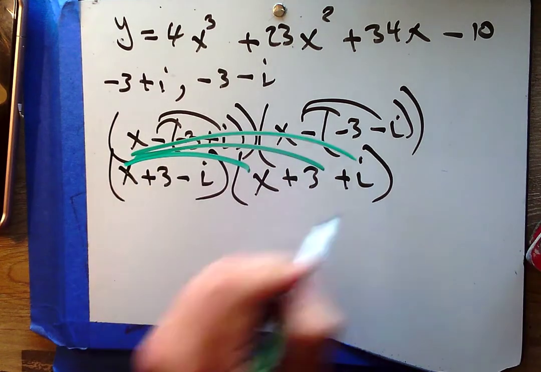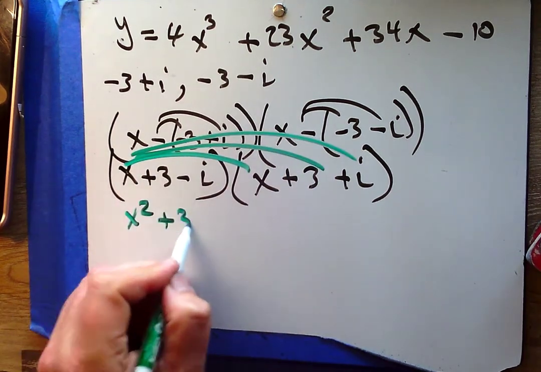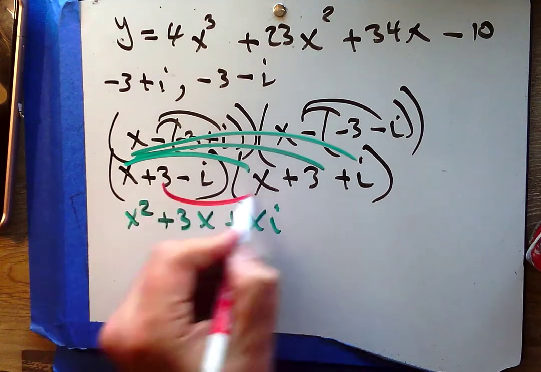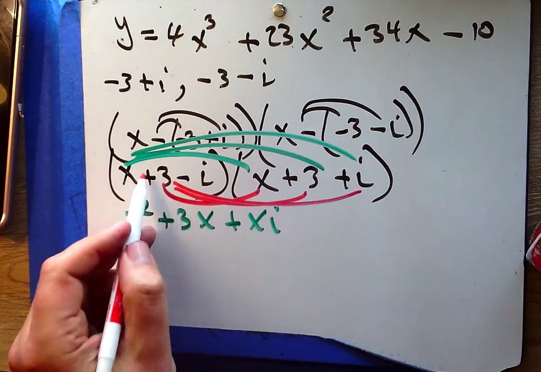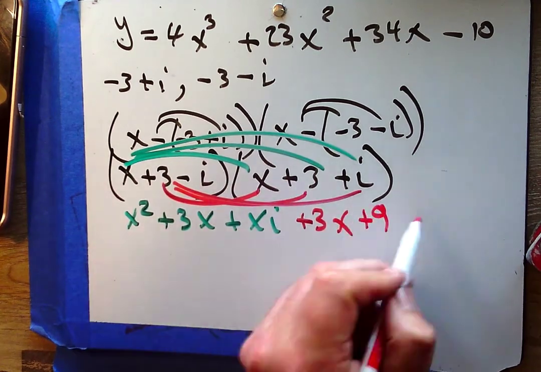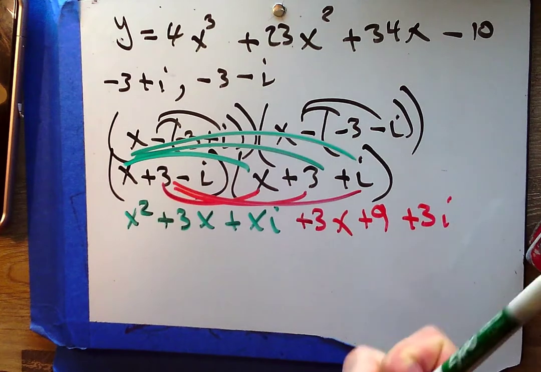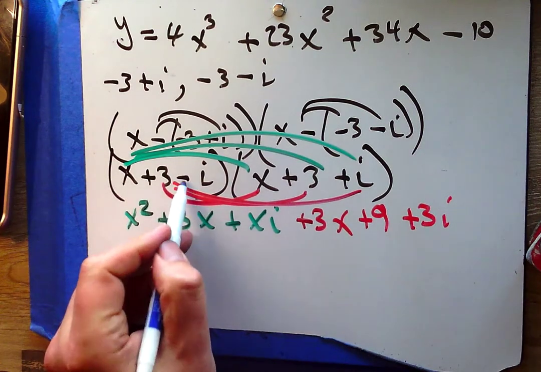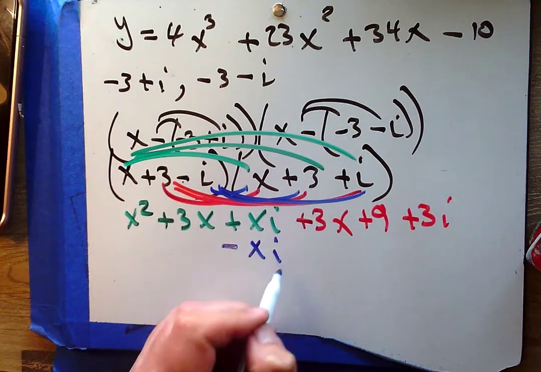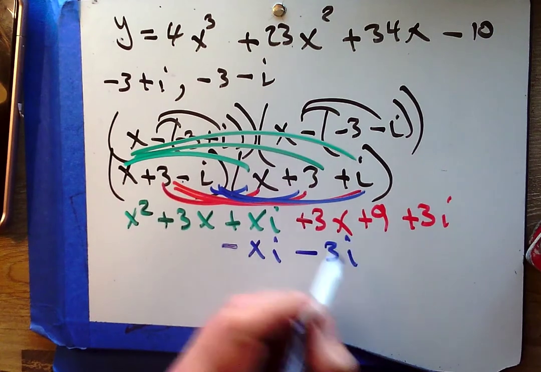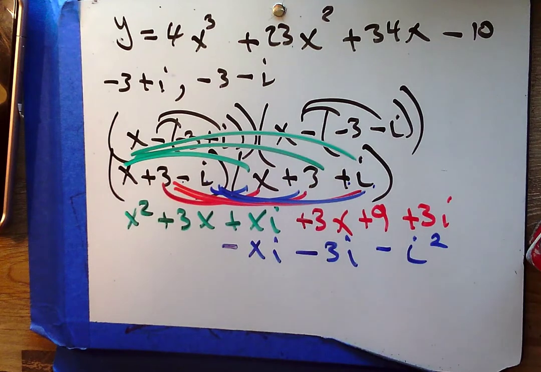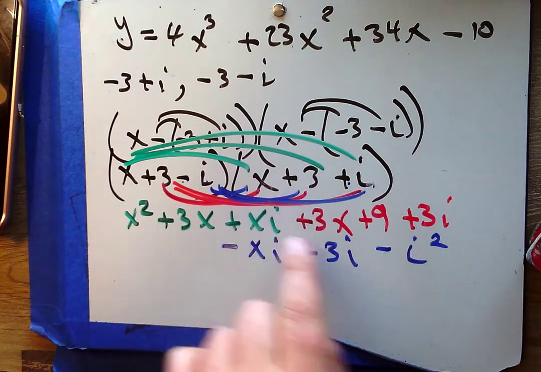So this goes to each of those, and I'm going to have x squared plus 3x plus xi. And then I'm going to multiply this times each of these. And I'm going to have 3 times x, and I'm going to have 3 times 3, and I'm going to have 3i. And then I'm going to do negative i times each of these. So I have negative xi minus 3i, and then negative i times positive i is negative i squared. Okay. And remember, 3 things times 3 things, there better be 9 of these things.